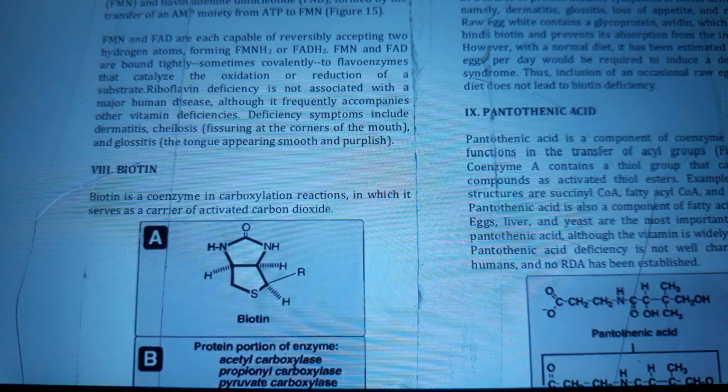So please read that, because it says, I'm going back again, a large percentage of biotin requirement in humans is supplied by intestinal bacteria. However, the addition of raw egg white to the diet as a source of protein induces symptoms of biotin deficiency, namely dermatitis, glossitis, loss of appetite, and nausea. Raw egg white contains a glycoprotein, avidin, which tightly binds biotin and prevents its absorption from the intestine. However, with a normal diet, it's been estimated that 20 eggs per day would be required to induce a deficiency syndrome.